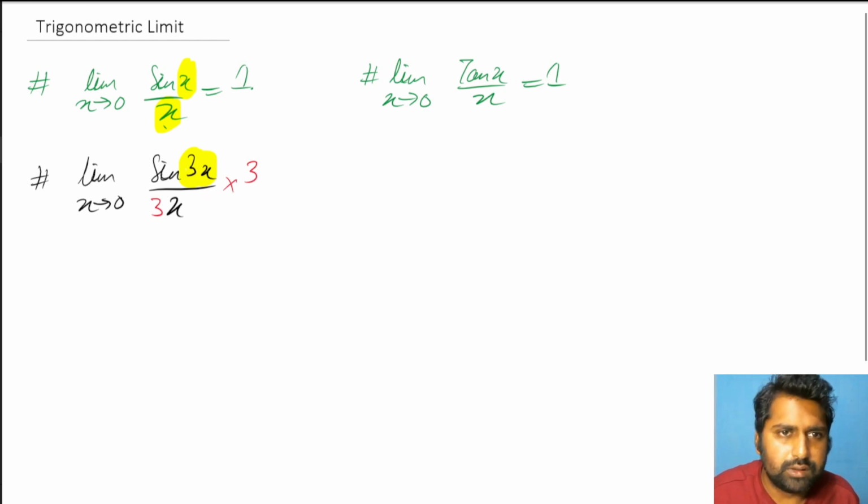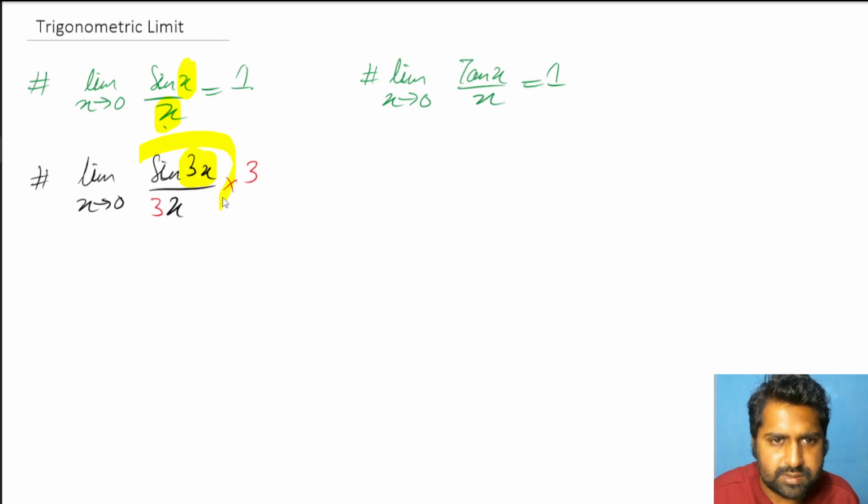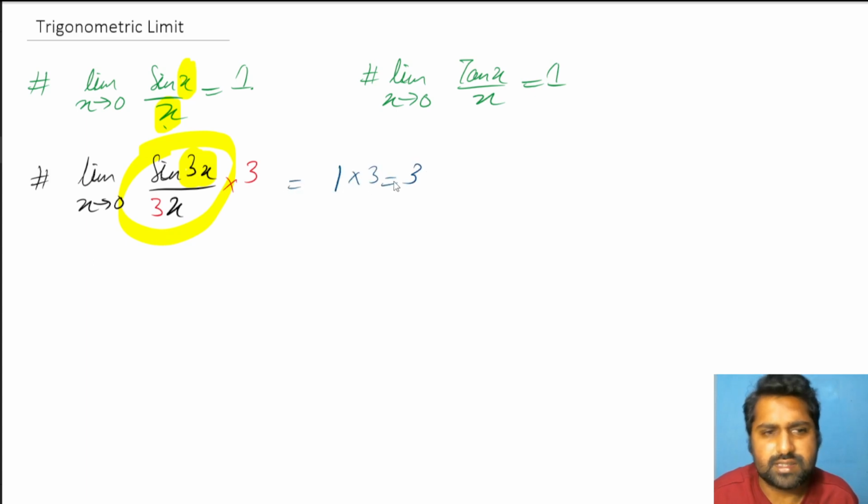Okay. Now this becomes a standard limit. Now sine something upon same something, limit x is tending to 0. That's 1 into 3. So answer is 3. This is how we will use this formula.